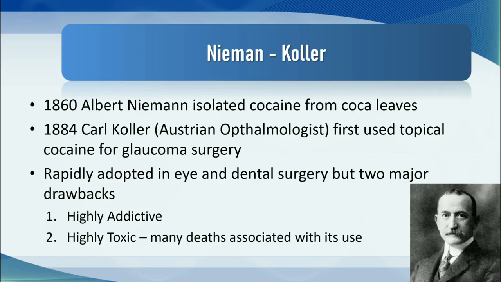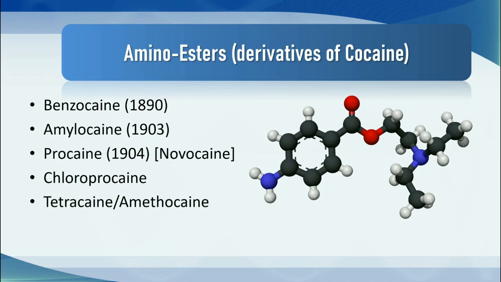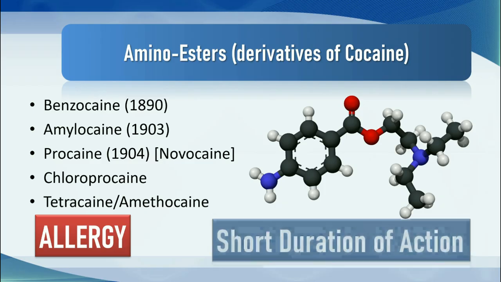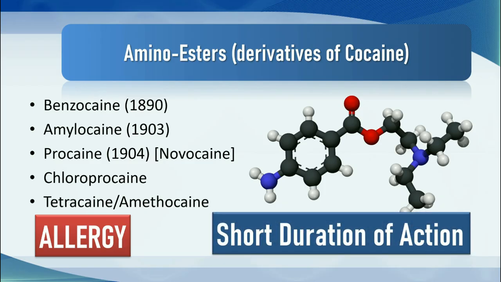And as a consequence, a whole series of other drugs based on cocaine were developed, and these were known as the amino esters: benzocaine, amylocaine, procaine, known conventionally in the popular literature as novocaine, chloroprocaine, and tetracaine or amethocaine, a drug that's still used today. The problem with these drugs was twofold: allergies, because they were esters, and short duration of action, meaning that they weren't great for doing regional anesthesia and prolonged nerve blocks.